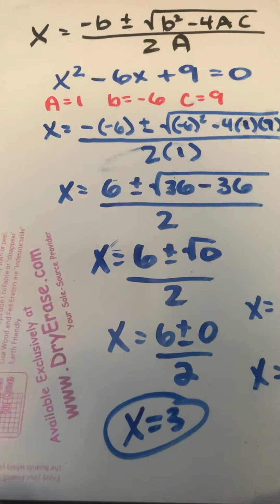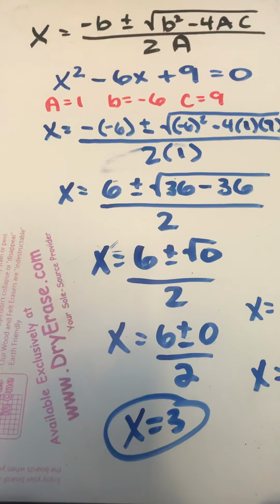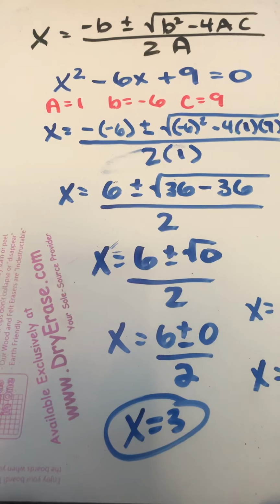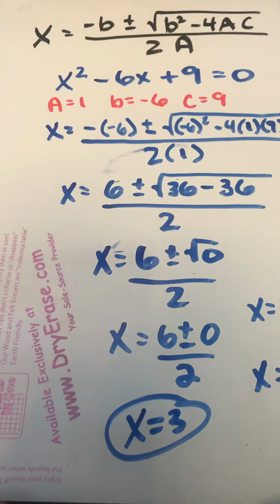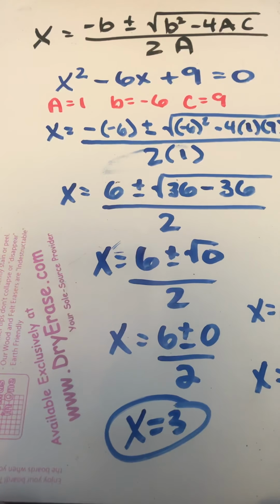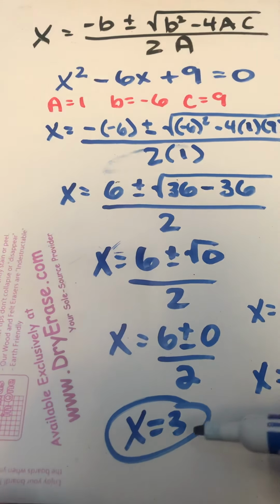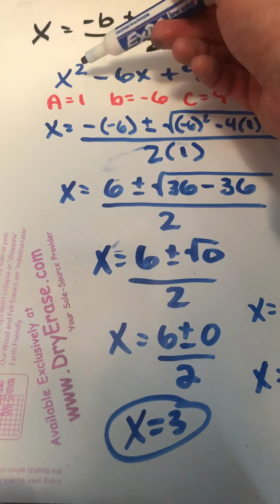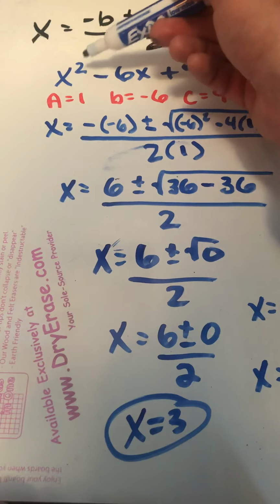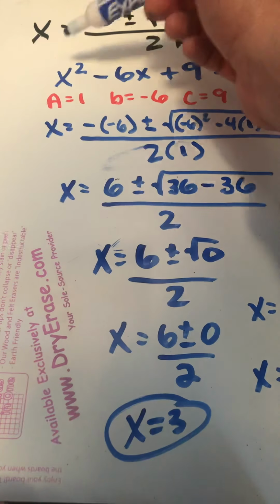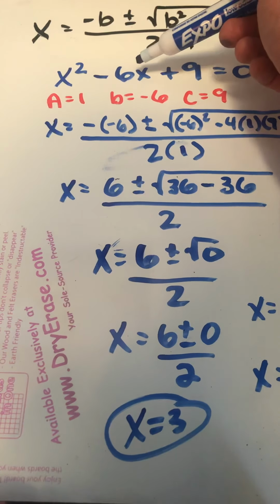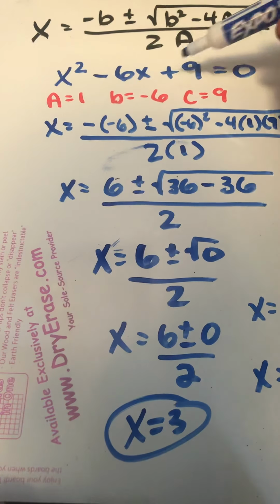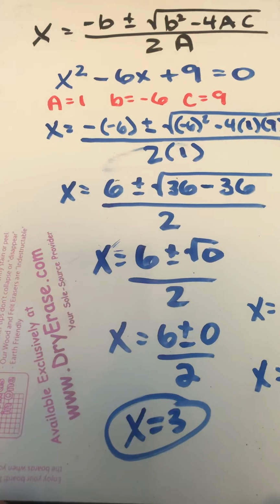There's just one solution. That tells me that there'd be a parabola that only touches the x-axis one time. And this one time occurs right at the point 3, 0. Let's make sure we're right. We take this 3 and plug it back into the original equation. 3 squared is 9. 6 times 3 is 18. 9 minus 18 is negative 9. Plus 9 is 0. And 0 equals 0. So yes, we are correct.